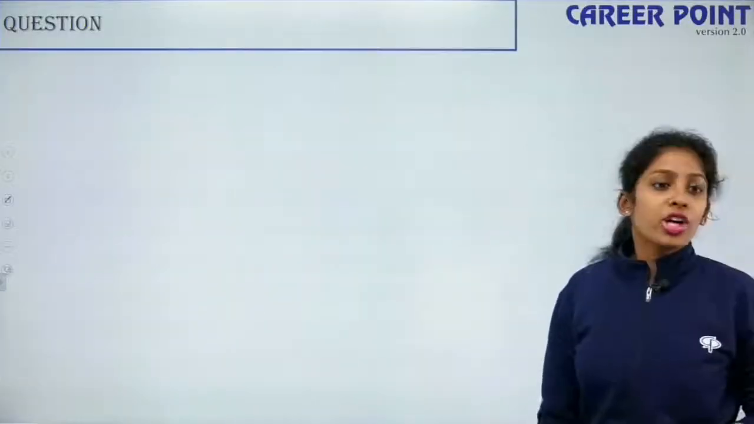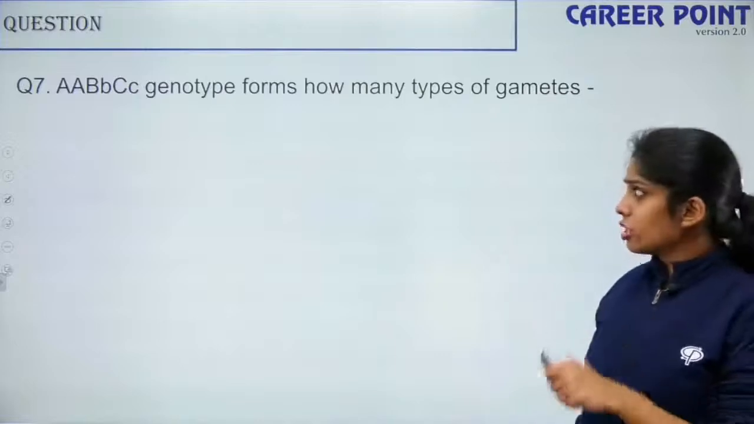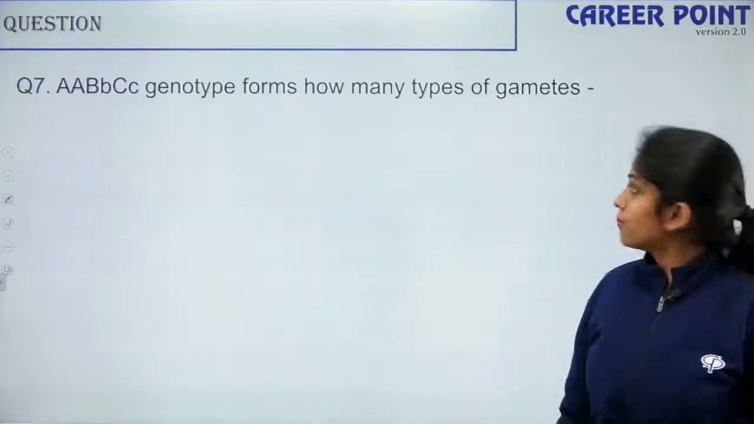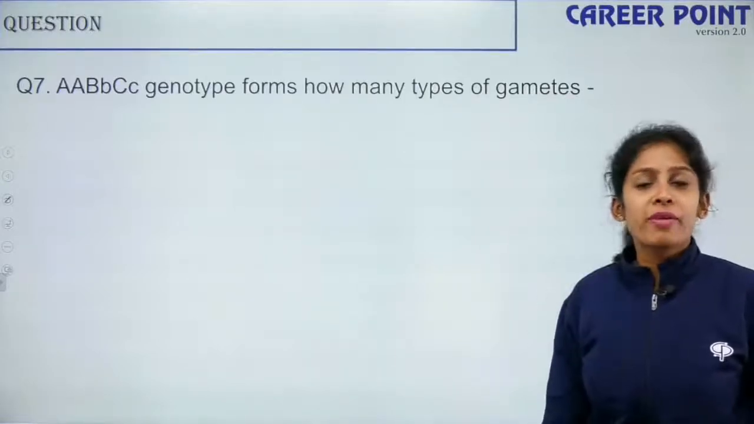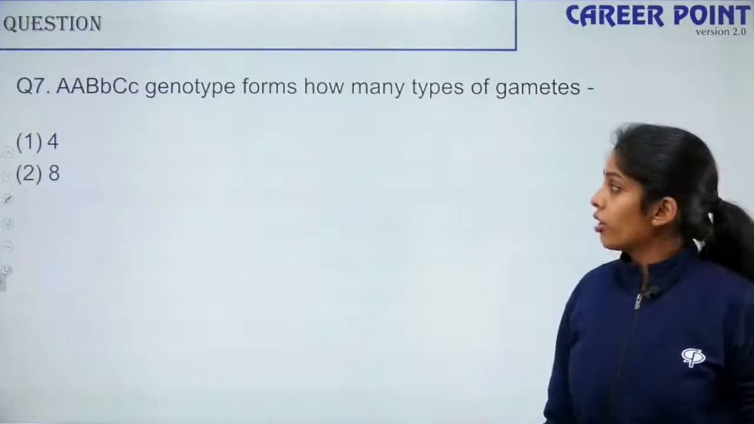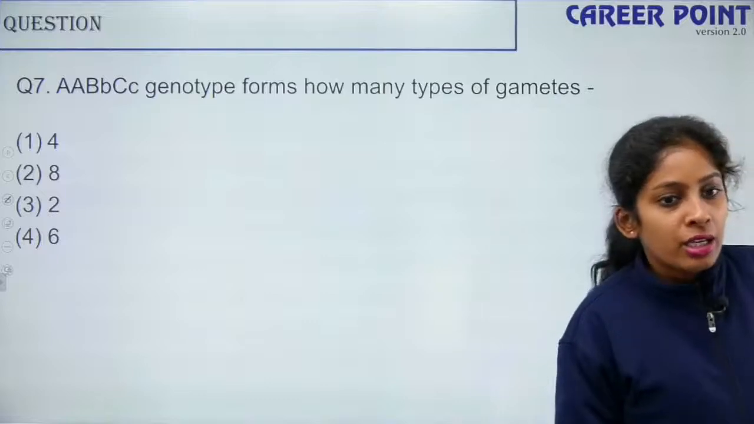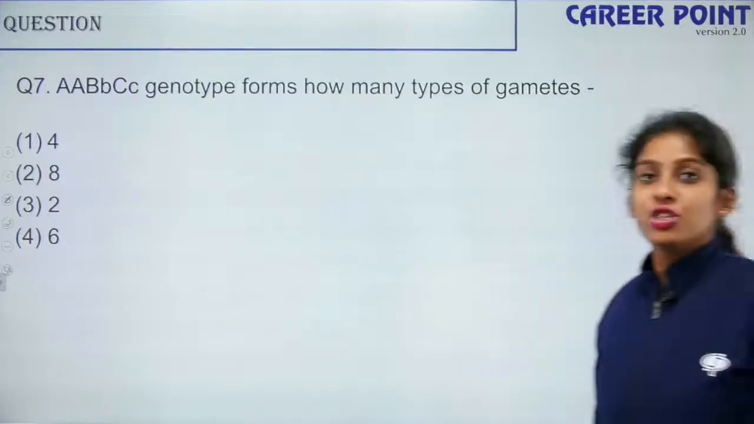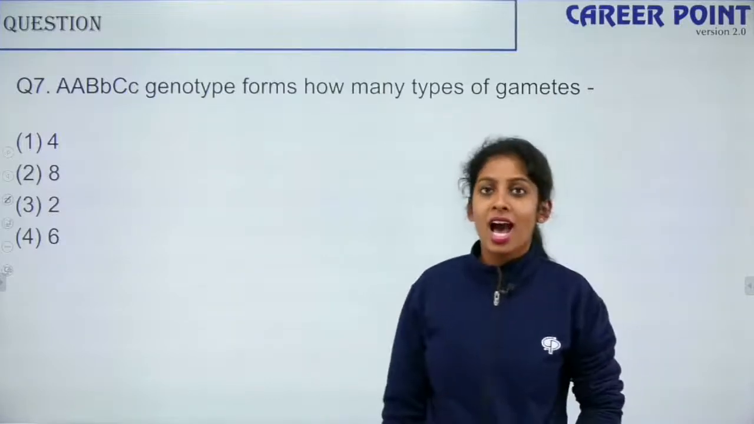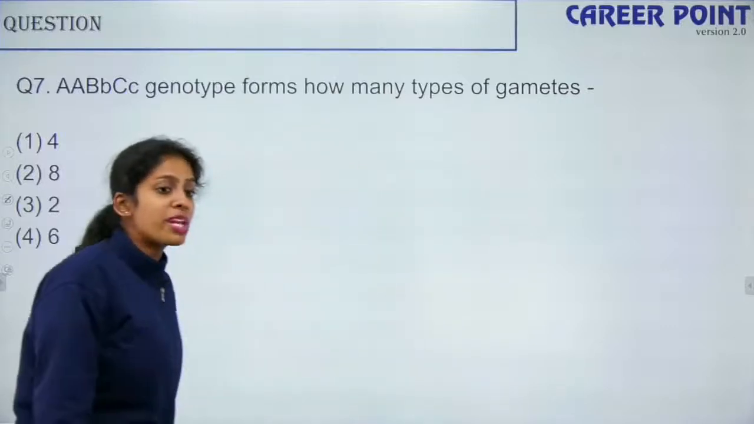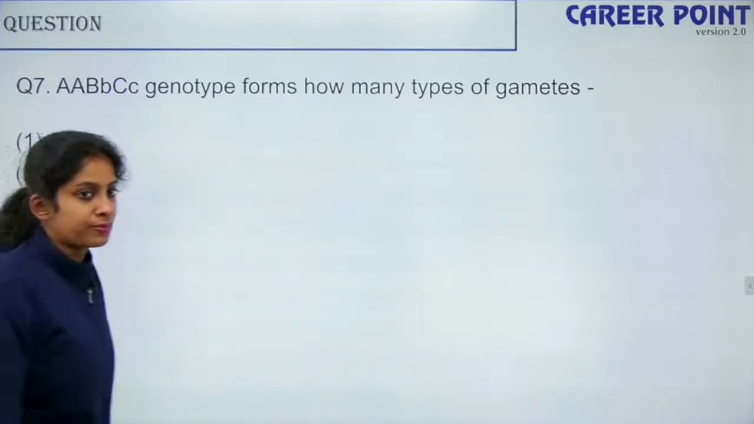Right, so here we go to question 7. So I have a genotype here on the board. How many types of gametes will be formed? So 4, 8, 2 and 6. Quick. So I have a genotype on the board. So it is a trihybrid genotype. So how many gametes will be formed?